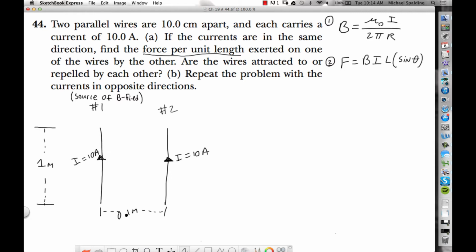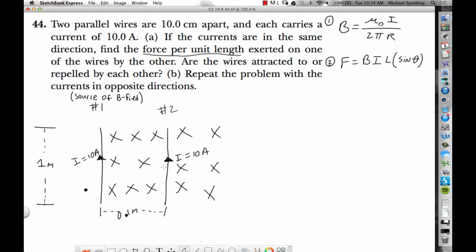So you have to use right-hand rule number 2. Stick your thumb in the direction of the current. So on this side of wire number 1, the magnetic field's going in, and on this side of wire number 1, the magnetic field's coming out. So these X's here represent the magnetic field from wire number 1. Does that make sense? Wire number 1 is the source of the magnetic field.